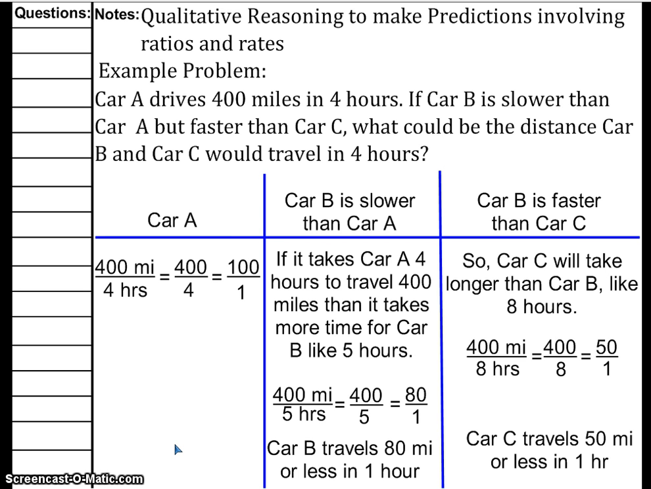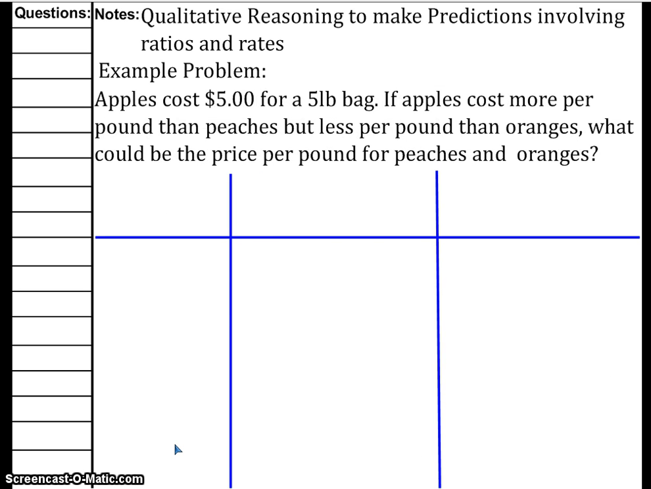Let's try another example problem. Here we have apples cost $5 for a 5-pound bag. If apples cost more per pound than peaches, but less per pound than oranges, what could be the price per pound for peaches and for oranges? So again, we need to break this down because that was a lot of words and a very lengthy word problem. So let's break it down.